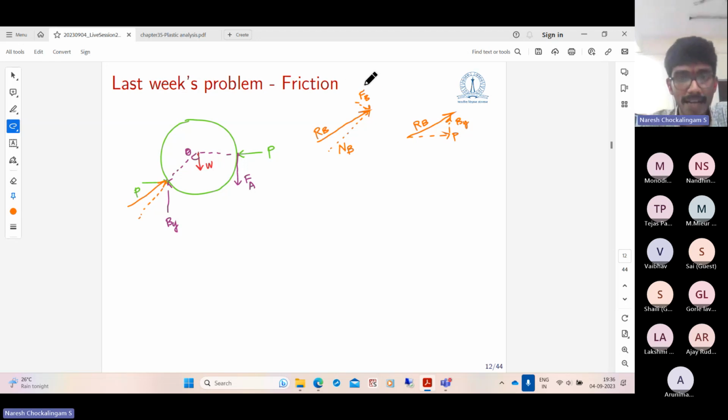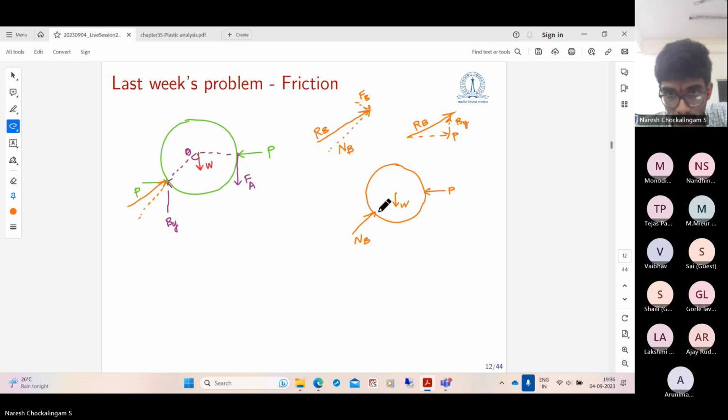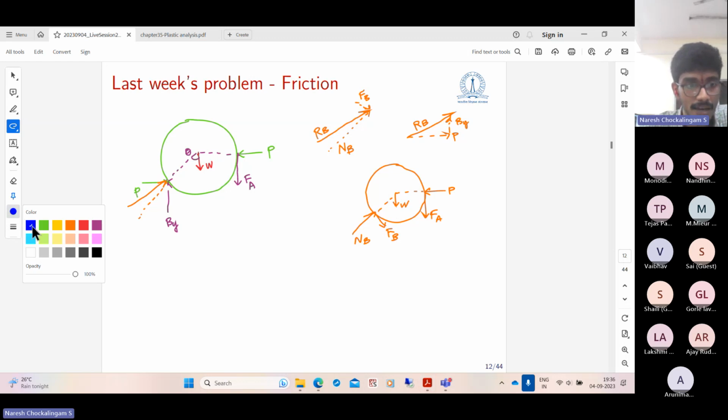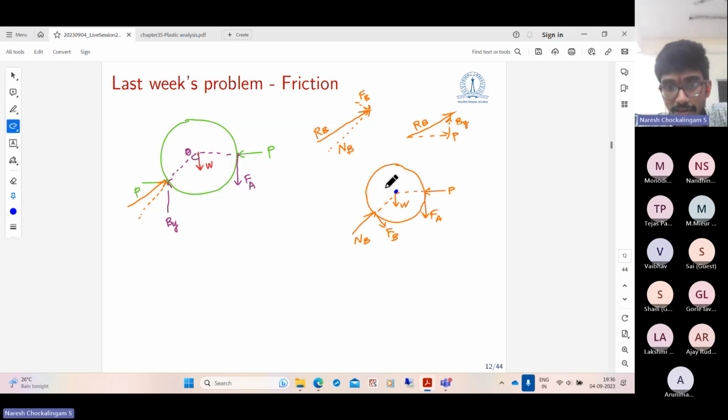Now, what is the magnitude of FB? If you draw the free body diagram of this, you have NB, P, W, FA and FB. FA, FB and NB are unknown in this problem. Let us quickly take moments about the center of the ball. Why do you think I take moment about the center of the ball? So that I can directly ignore the unknowns. These forces, W, NB, and P, act through this point. So if I take moment about this point, these three are not going to contribute.